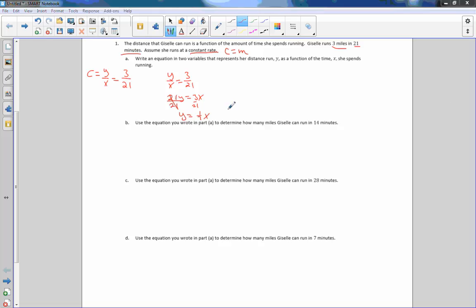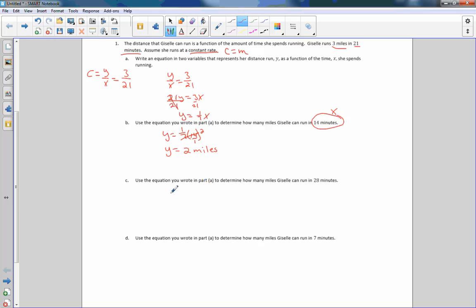B says to use the equation that you wrote in part A to determine how many miles Giselle can run in 14 minutes. Remember that y is a function of time x she spends running. X is time. So I'm going to write y equals 1 over 7, and this is my x. So I'm going to substitute in 14, and y equals, think of that as 14 over 1, therefore the 7 and the 14 will cancel, leaving a 2, and 2 times 1 is 2. So y equals the distance in miles. So she can run 2 miles in 14 minutes.